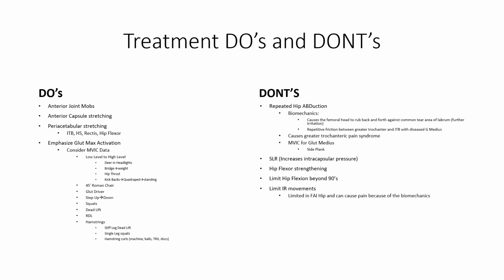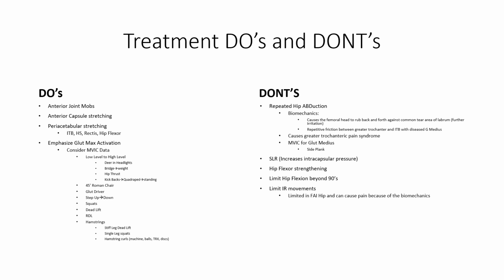that's obvious. We want to make sure that we do the joint mobilizations, get that joint loosened up, get that capsule loosened up. Anterior capsule stretching, absolutely. Don't forget about the para-acetabular stretching of the musculature around it, IT band, the TFL as well. Make sure that that hip isn't going into an anterior tilt there. You have your rectus, you have your hip flexor, you have your hamstring.